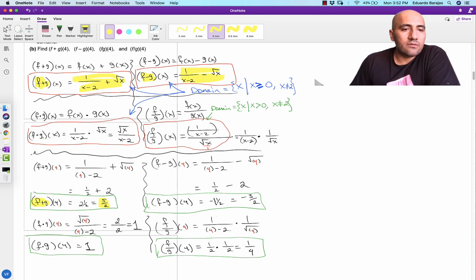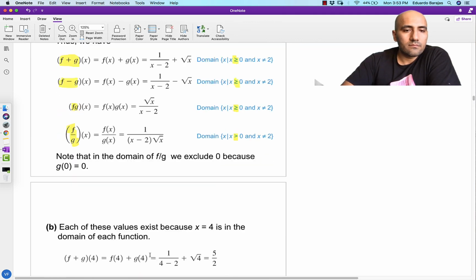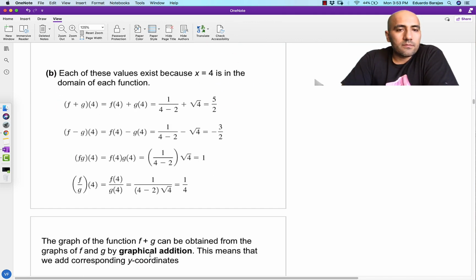So here is my new function, fg. Here is what it equals: root x over x minus 2. And so to evaluate it at 4, I just have to replace every one of those x values with a 4, and so I get this as an answer. Finally, here's my new function, f divided by g of x, and so it equals this, which I could simplify to be equal to this. And then in order to find the value of that function evaluated at 4, all we have to do is replace the x with a 4, and here is our result. So here's the other function evaluated, you get that. Here's what the author wrote. It's a little neater.